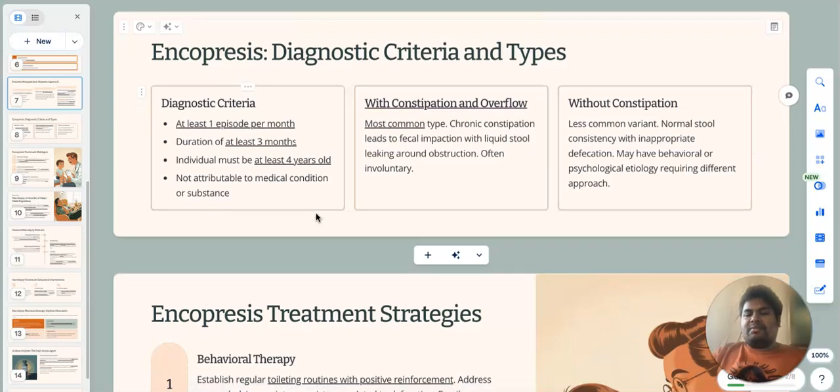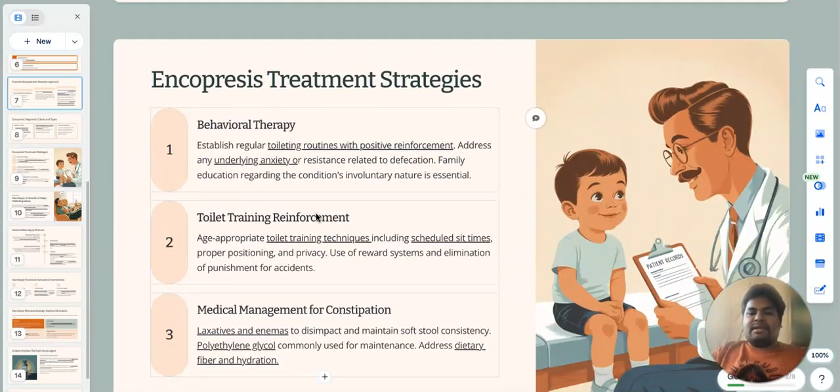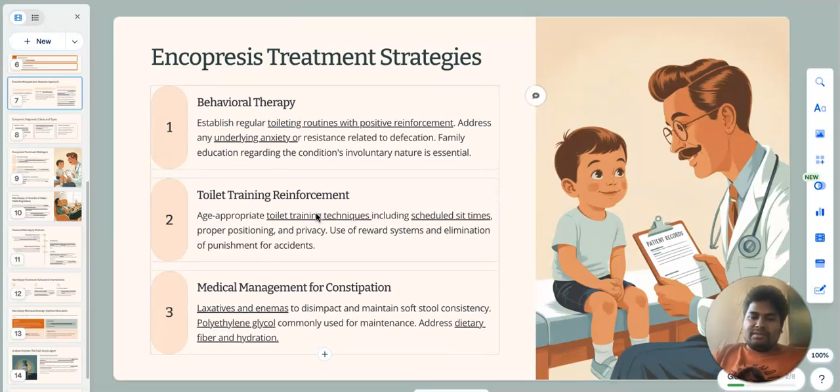And this is quite more common than the one in which there is no constipation and just the stool coming out of the rectum of the child. So yes, encopresis is of two types. Now again, the treatment strategy for encopresis is behavioral therapy, in which you do toilet training, positive reinforcement, and also if there's any underlying anxiety, you try to treat it.